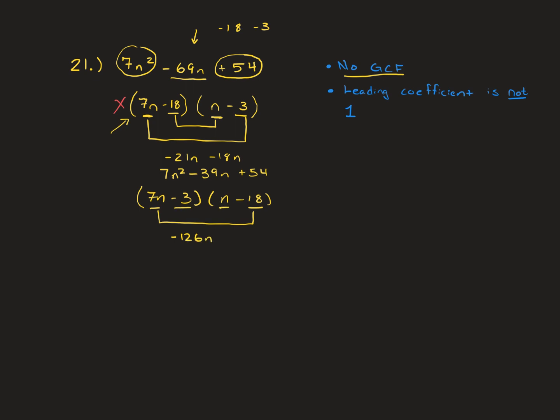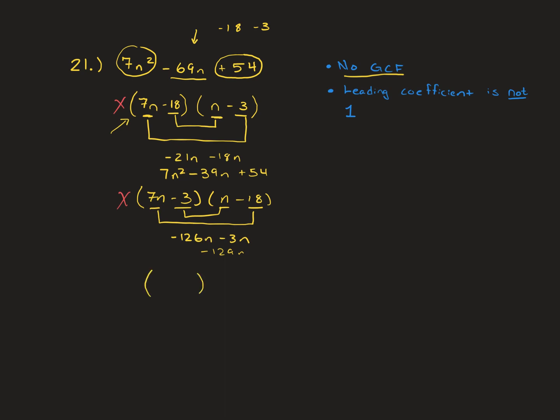Negative 3 and n will give me negative 3n. This is not going to be negative 69n. This is negative 129n. So in any order, this was not giving me the right one. So this is not it either. And I go, okay, that's why we call it guess and check. You are guessing numbers and checking numbers.